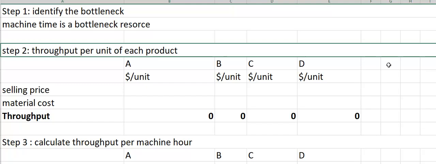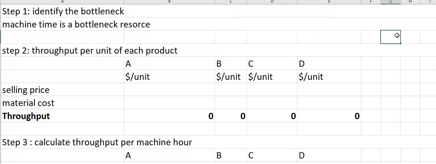Okay. So I hope you have written step 1. So step 1, we are saying you should identify the limiting factor or the bottleneck. So you are going to say the bottleneck is machine time, or machine time is a bottleneck resource. Then step 2, you calculate throughput per unit of each product.